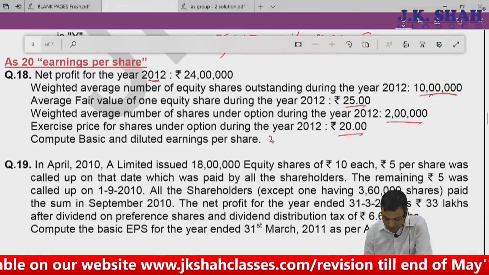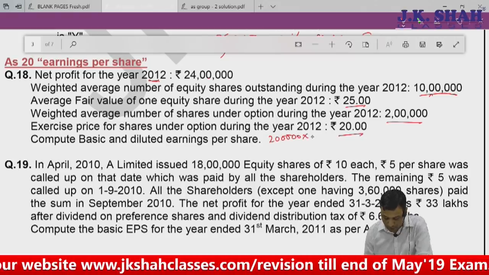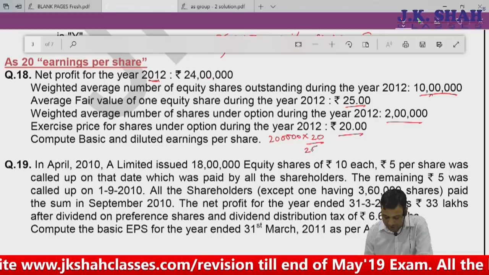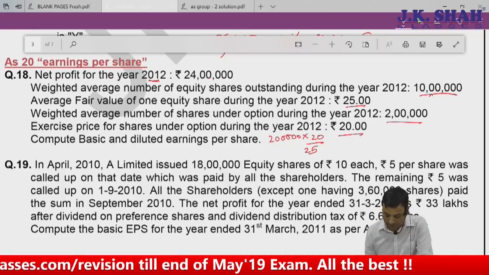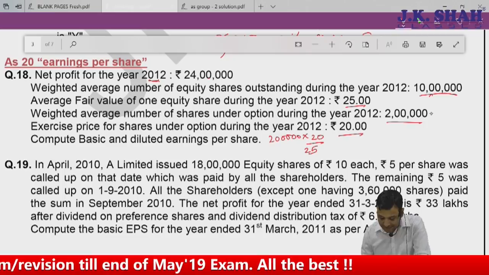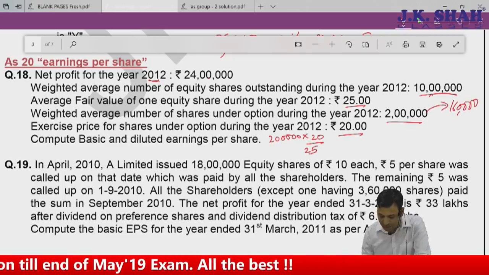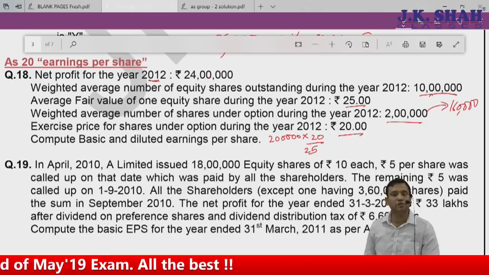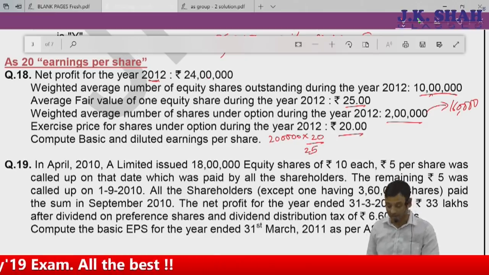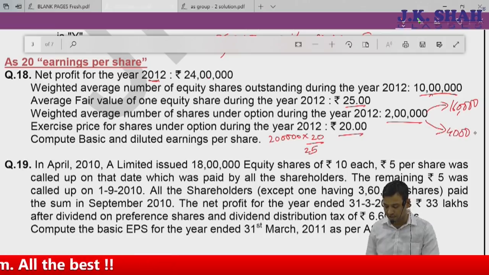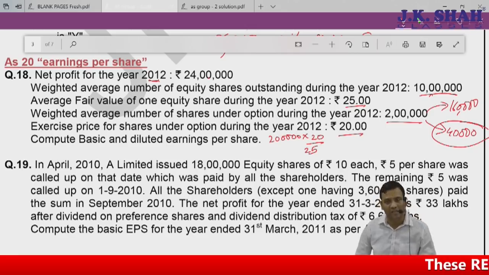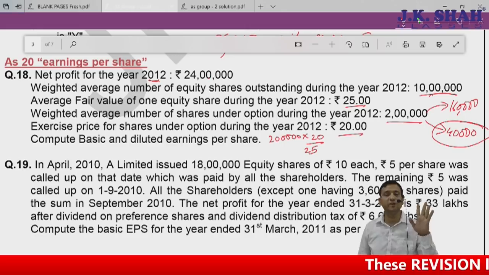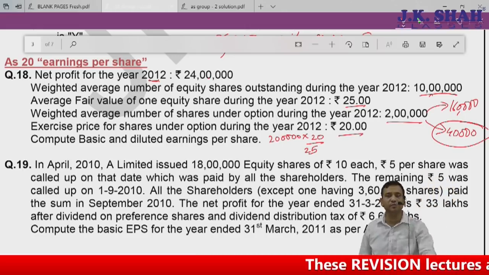So I can say the simple 2 lakhs into 20 divided by 25. So 2 lakh into 20 divided by 25 means I could have issued 1,60,000 shares to get this resource. I would have issued only 1,60,000 shares, so this much amount would have been received. But I have been issuing 2 lakhs. So it means 40,000 shares are issued as free of cost. 2 lakh options issued at 20 rupees, the market price of which is 25, means that 1,60,000 shares have been issued at market price and all remaining shares have been issued free of cost.